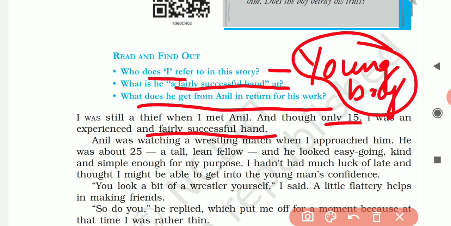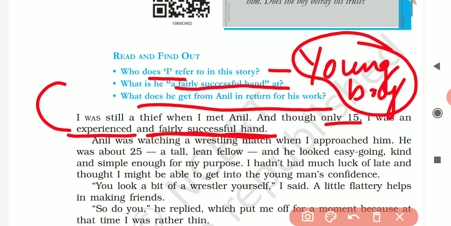And he was an experienced thief. What does experienced mean? He was not an amateur. He has tried it many times. He has been very successful as a thief. And fairly successful hand, this is what the meaning is here. A fairly successful hand means a very successful thief.